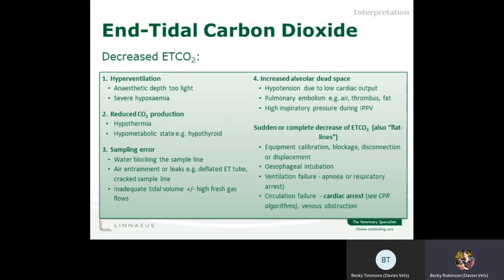And then when we're thinking about sudden or complete decreases of end-tidal carbon dioxide, which includes traces that can give us a flat line, we have to consider conditions such as equipment disconnection, so disconnection of the endotracheal tube from the breathing system, esophageal intubation, as we've already mentioned, or it could be something much more severe on the spectrum, including ventilation or circulation failure. So we do have to have that on our radar when we see a reduction in end-tidal carbon dioxide.